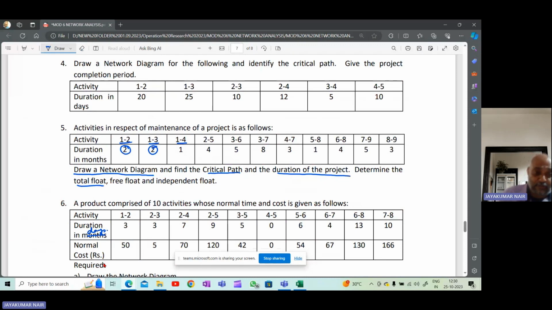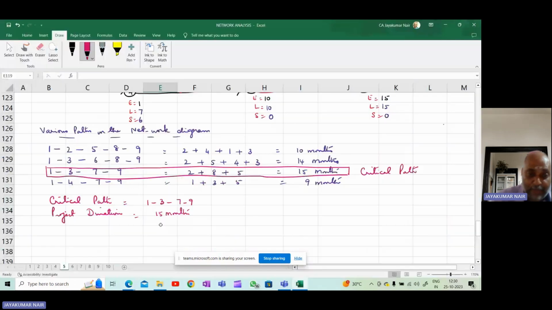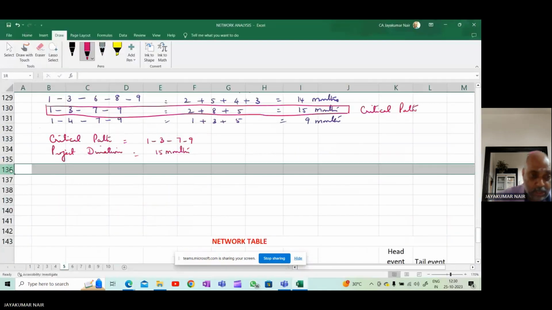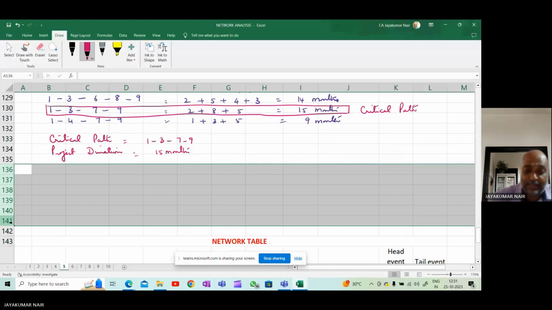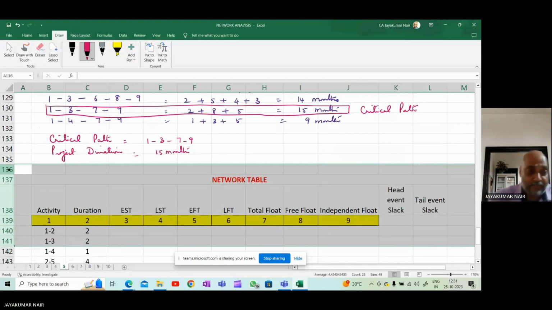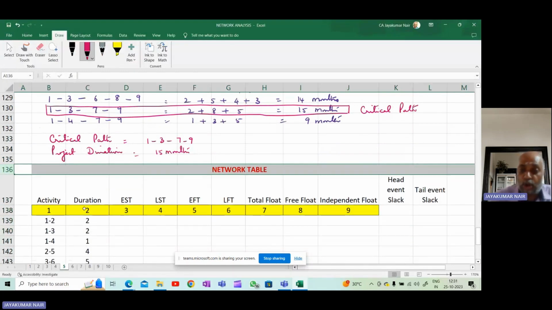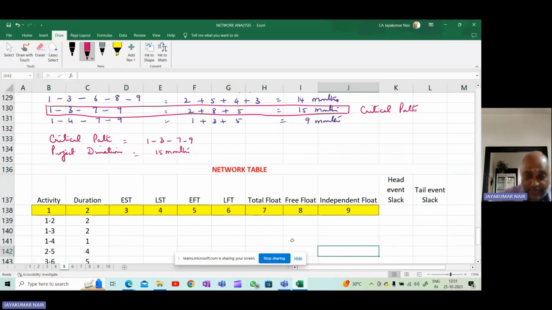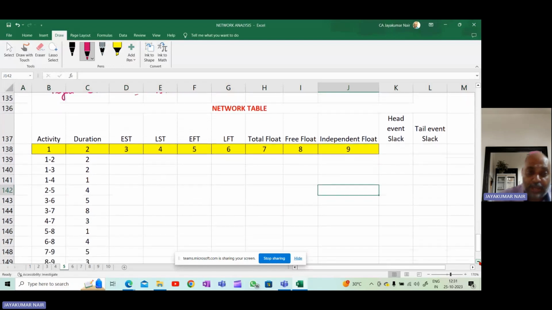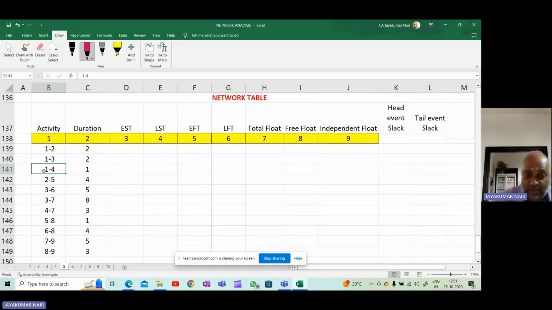Now we have to calculate all the floats, that is total float, free float, and the independent float. How do we calculate it? We will prepare one table. Please see this. This is called the network table. First, I copy the activities given in the question.